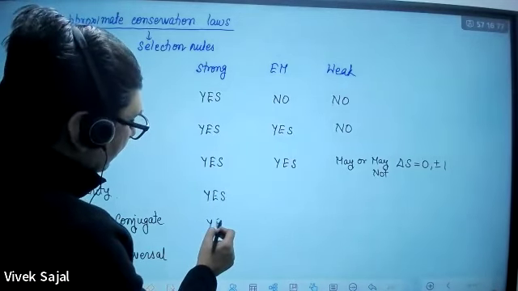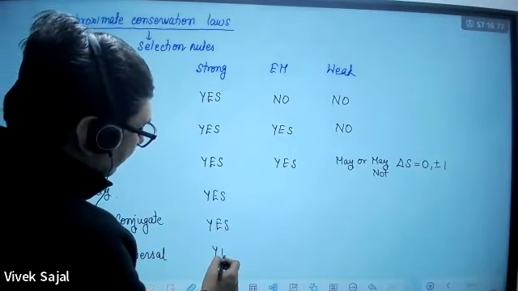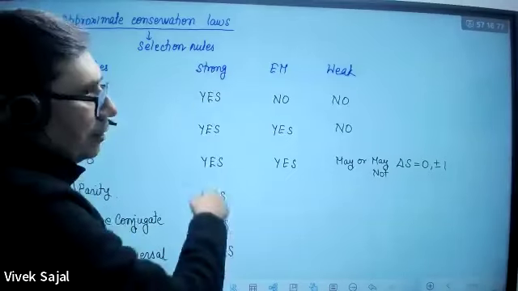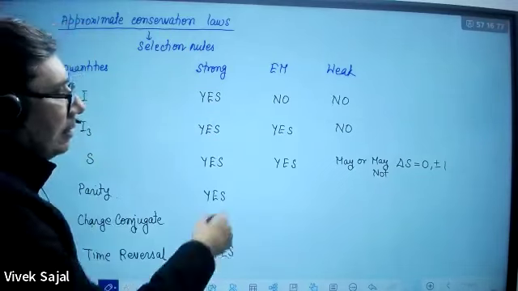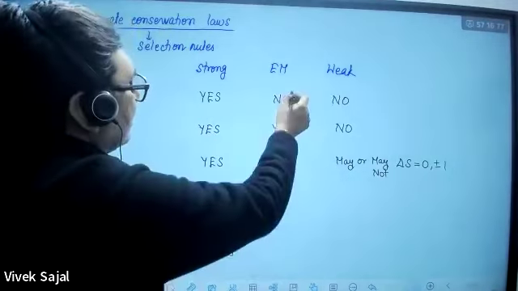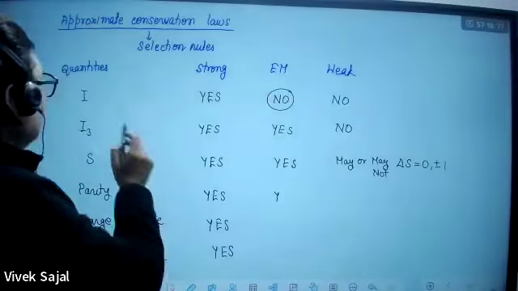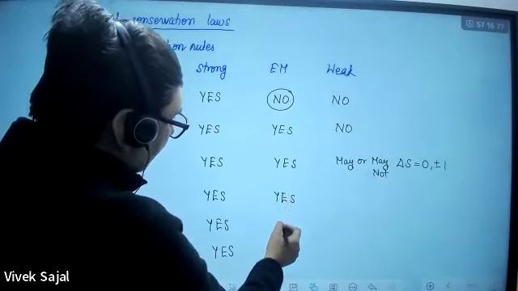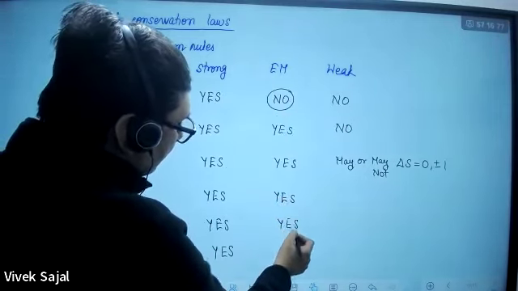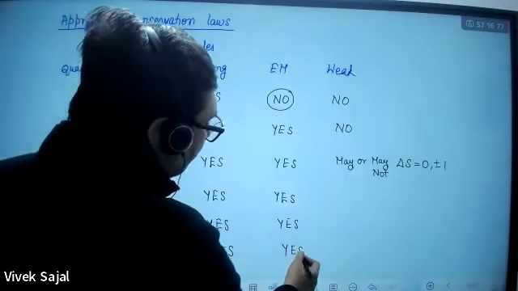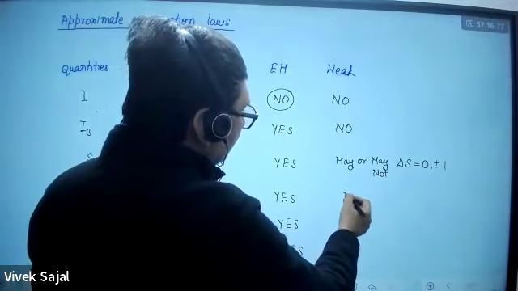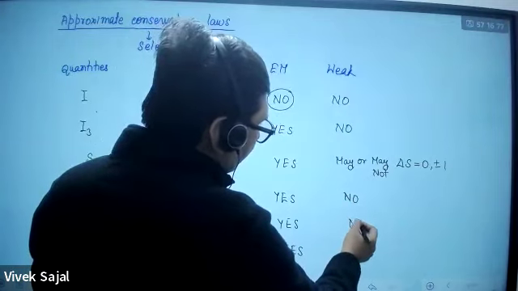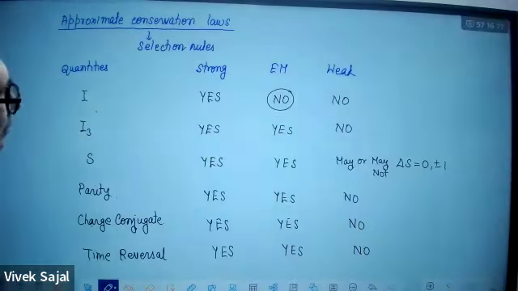In a strong interaction, all the conservation laws will be followed. In electromagnetic, it is yes throughout, with one exception: isospin will not be conserved in electromagnetic. Remember this. And in weak, most of the time it is no. So you have to remember these conservation laws.